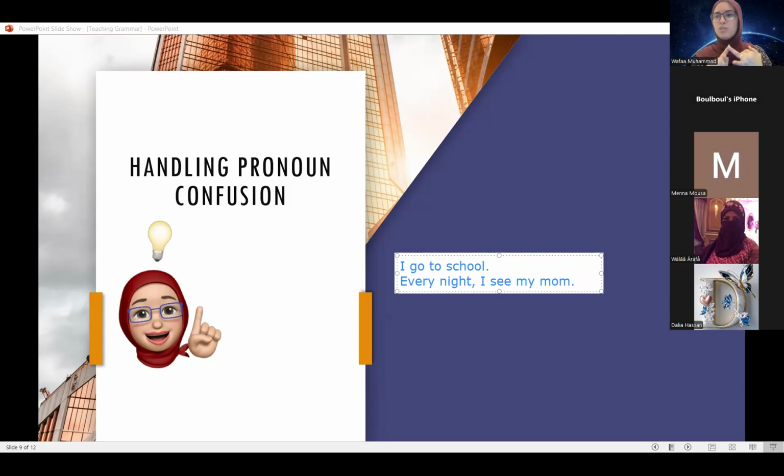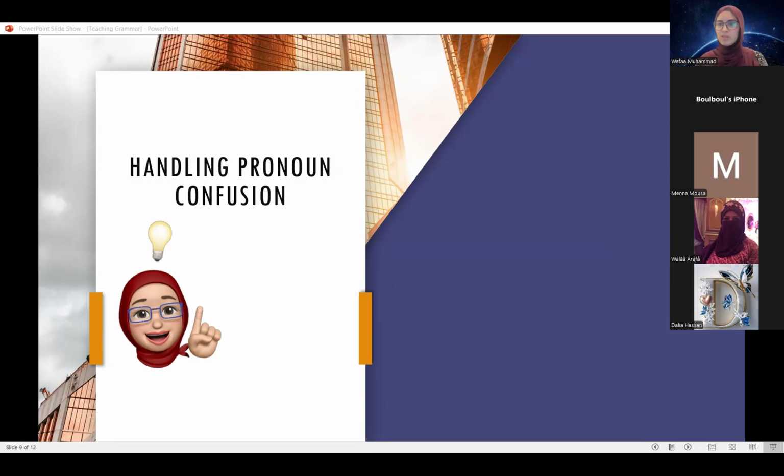Every sight word, night is not. I, sight word. See is a sight word and mom is a sight word. So more than 70% of the sentences in the English language are composed of sight words. Why do we have a lot of sight words? Let me tell you something. All the pronouns, they are sight words.